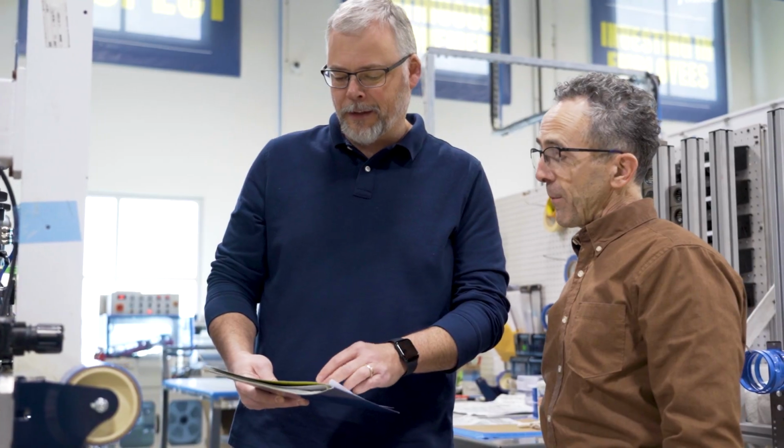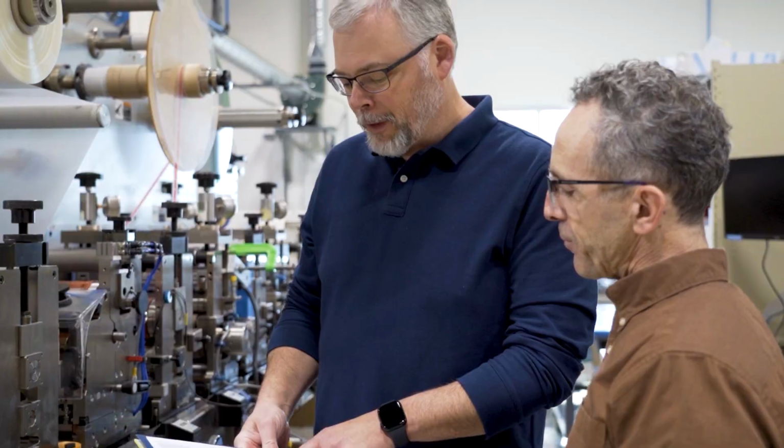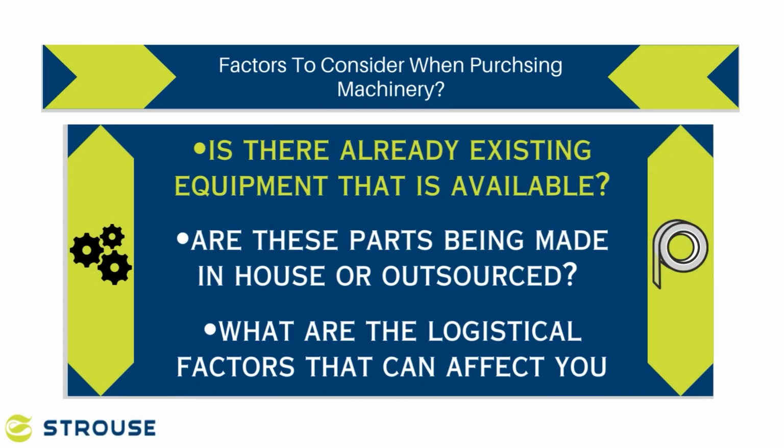After finalizing your design modifications, you need to acquire the correct machinery and components for your automated assembly line. Considerations include existing equipment that is already available, whether you are capable of making these parts in-house or need to outsource, and what the logistical factors are that can affect you, such as floor space and operator training.